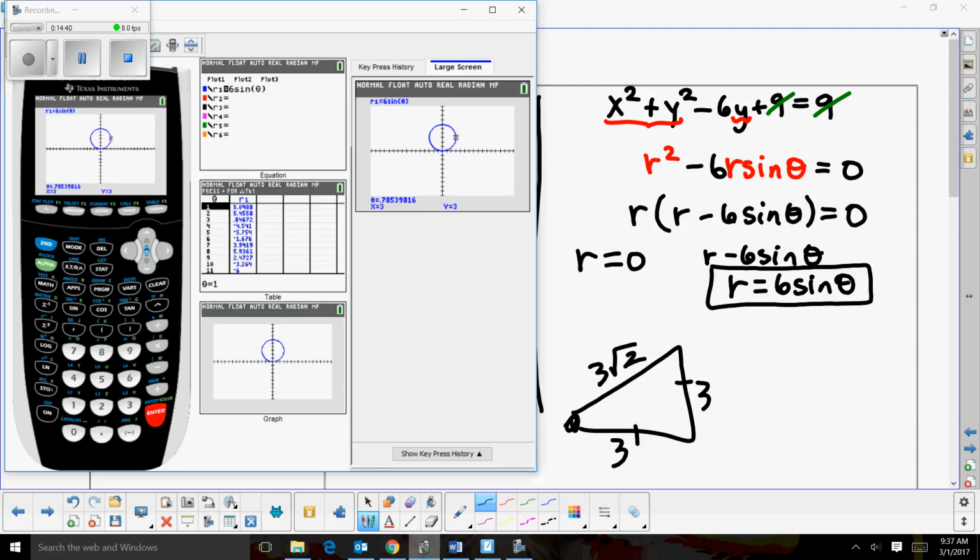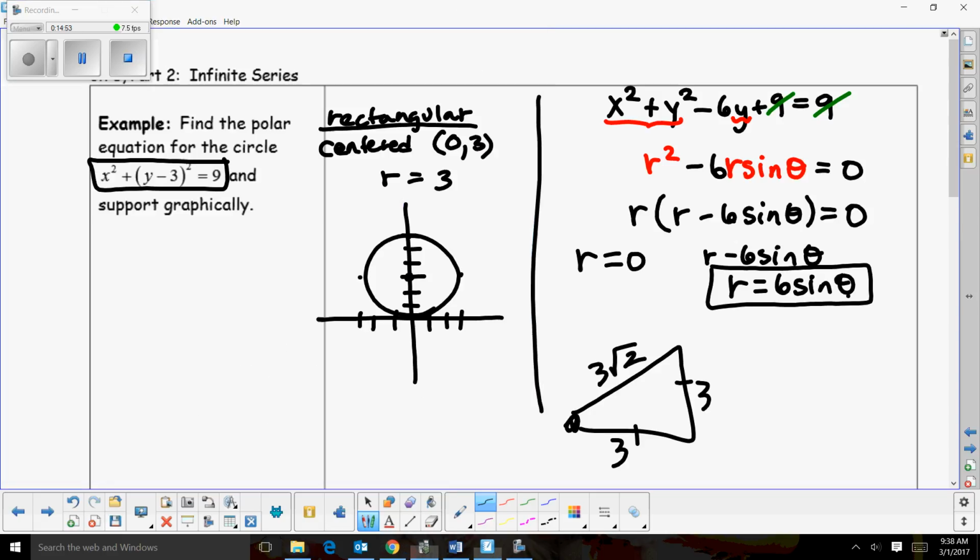Okay, so what if I did pi over 2? Now I face the pi over 2, and I go up to 6. And let's see if I plugged in pi over 2 here. Sine of pi over 2 is 1. Directed distance times 6 would now be 6. Okay, so do they match up? Yes.